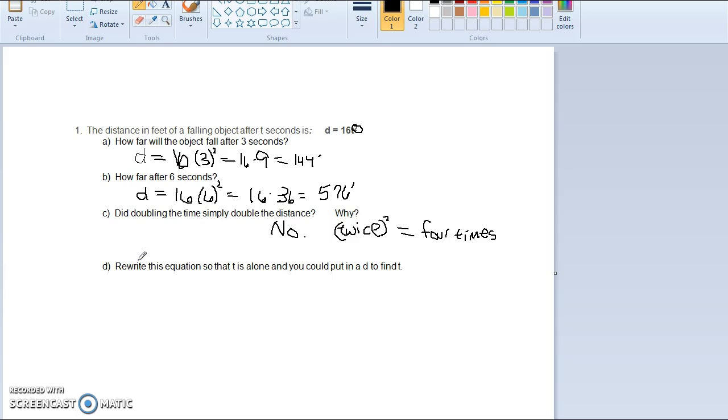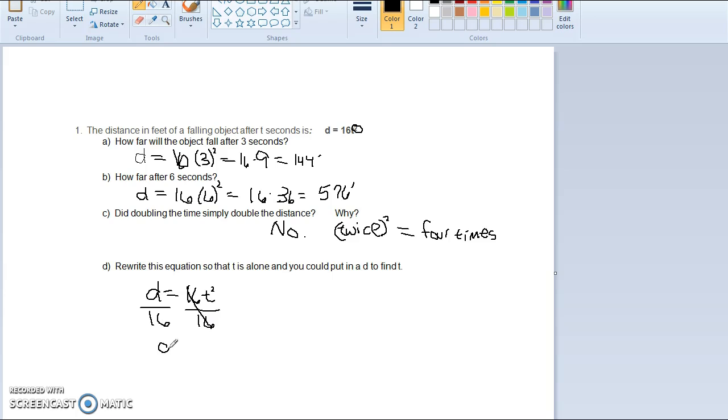Now, the last thing that we want to do on this question is rewrite the equation so that the t is alone, and we could put in a d to find t. We want the equation so that it's a t equals equation. So we're going to start with d equals 16t squared. And we're trying to get rid of everything on the right side so that this just has a t. So the first thing I have to get rid of is this 16. And I'm going to do that by dividing because this is a multiplication. But of course, anything I do to the right side, I have to do to the left side. So I get d over 16 there, and these cancel.